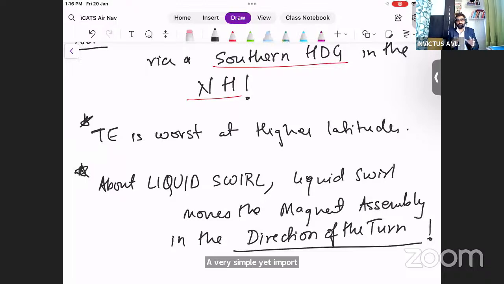Somebody tells you, if you're turning right, in which direction will the liquid swirl deflect the magnetic assembly? You'll say, if I'm turning right, liquid swirl will deflect the magnet assembly in the direction of the turn only. It means it will deflect it to the right. Deflecting right, it will mean overreading only for us in this case. Clockwise, the directions are increasing that way. So you'll have to connect all the dots carefully and then give your answers.